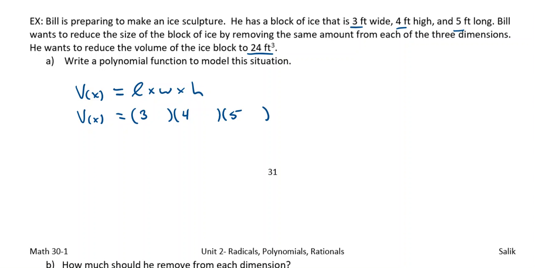Because what are we going to do? We're going to reduce the size of the block by removing the same amount from each of the 3 dimensions. So what's going to happen here? Minus x, right? Minus the amount that we're removing every time. So it'll be 3 minus x, and minus x. There you go. There's our polynomial function for this.